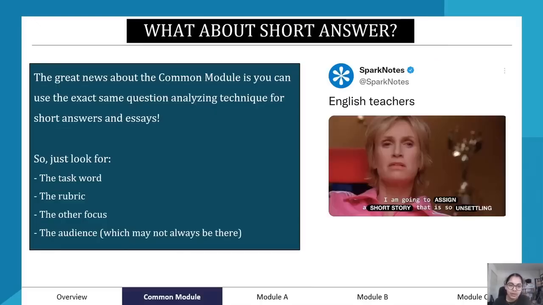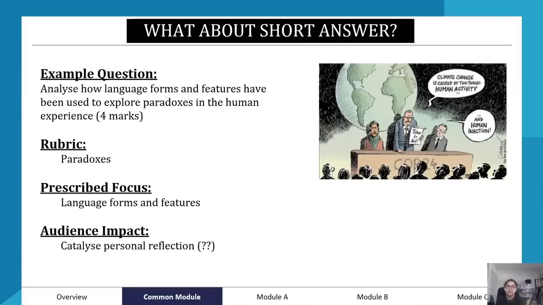Okay, so when it comes to short answer questions now, common module, you can use the exact same question analyzing technique for short answers and for essays. There's no difference there whatsoever. So look for the task word, look for the rubric, look for the other focus, the prescribed focus, and then the audience. Now the audience may not always be there, but you kind of want to have that audience impact.